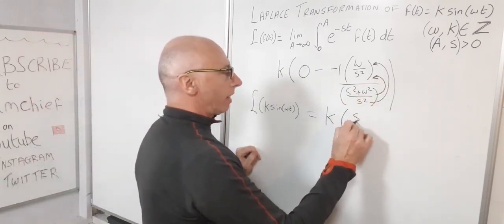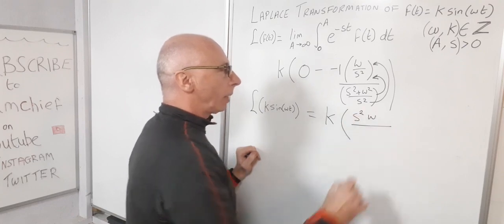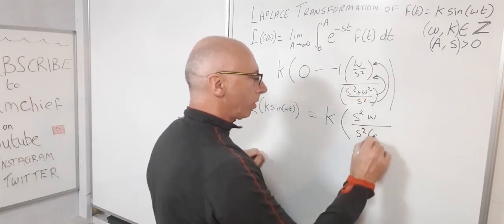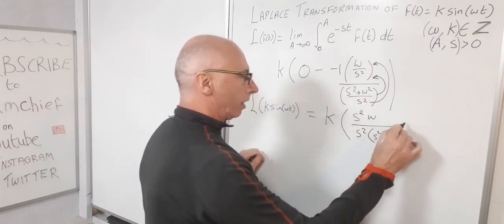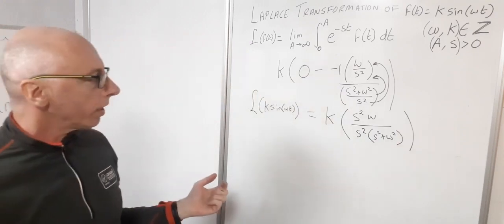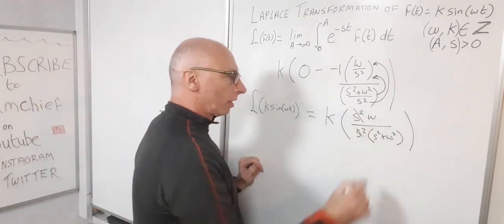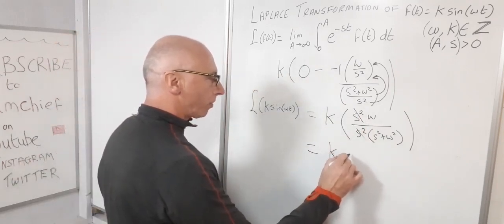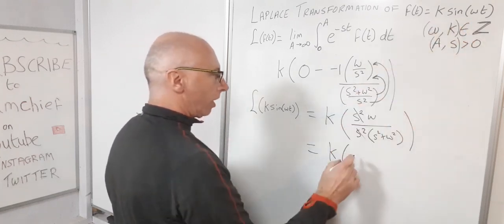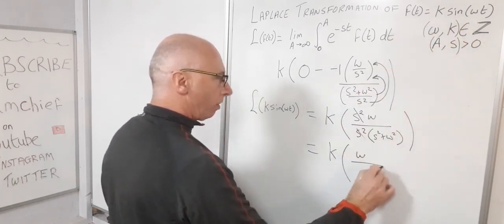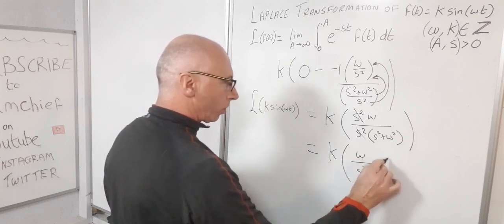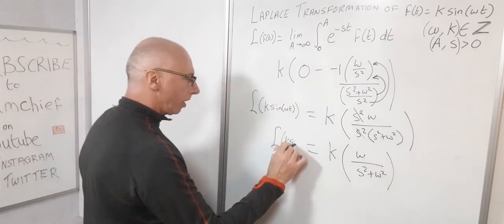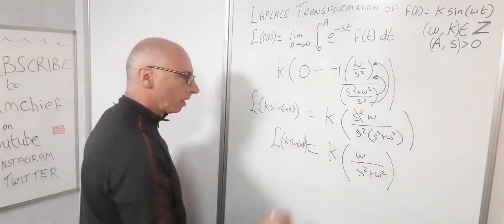So we've got s squared w divided by s squared times s squared plus w squared. Now we can simplify that up quite a lot because these s squareds are going to just cancel out. So therefore our general formula for our Laplace transform of this function here is w over s squared plus w squared. So that's our Laplace transform of k times sine wt.